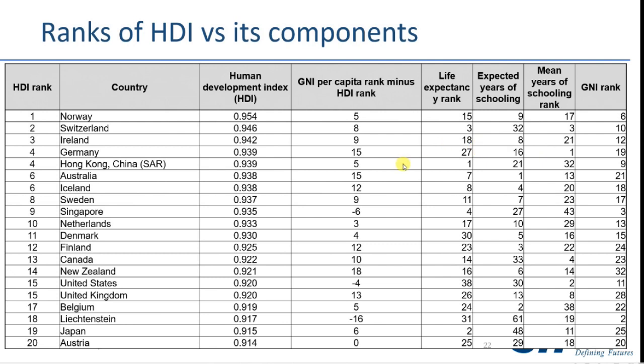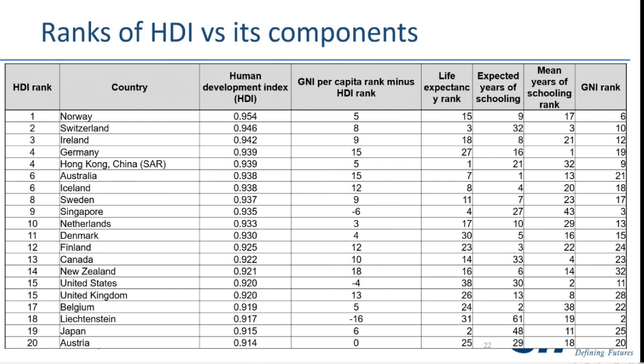So these are the differences in ranks for many countries. For Germany, for example, their GNI rank is 19th, but their HDI rank is 4. This tells you that they are doing much better in terms of mean years of schooling. This is the rank, they are at the top. Expected years of schooling is 16. Life expectancy rate is 20. They are ranked at 27th level.